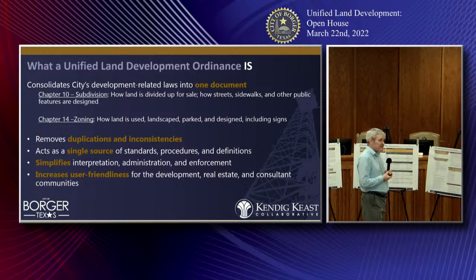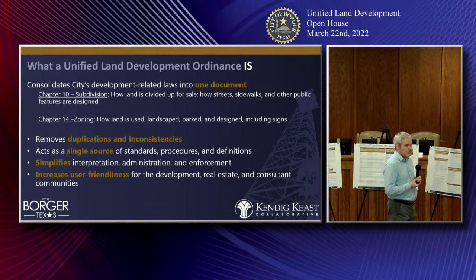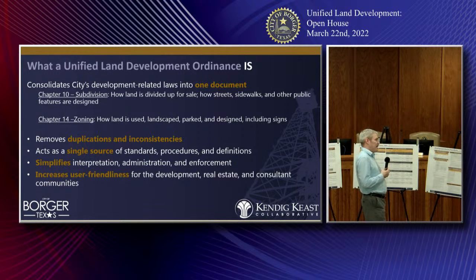So some of the advantages of having a ULDO are that it removes inconsistencies. When you put these two documents together, chapter 10 and chapter 14, inconsistencies and contradictions become more apparent. An example that we often see come to light is the definition of a street. The zoning ordinance will have a definition of what a street is, and the set of subdivision regulations will have a definition of the word street, and almost always they're not consistent with each other. And so when we mesh them together, those kinds of things become more obvious.